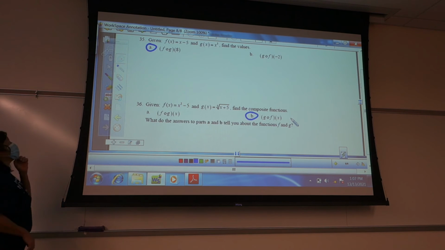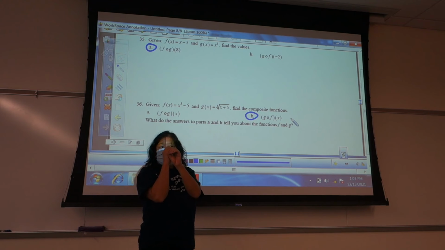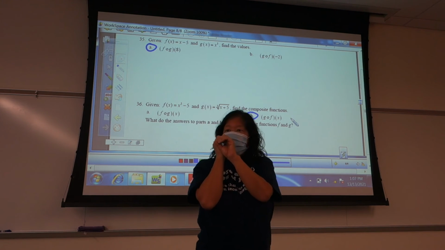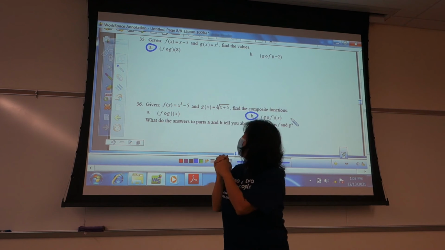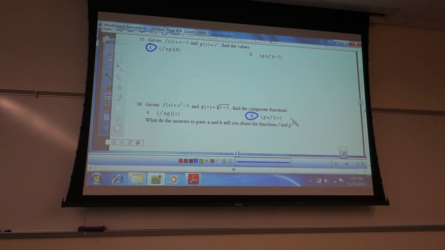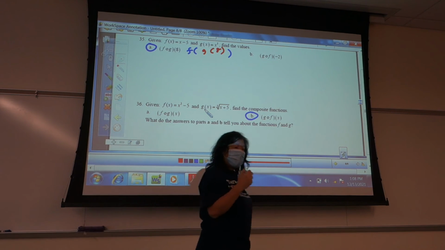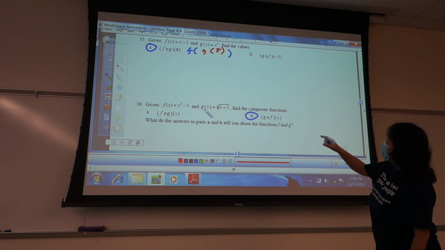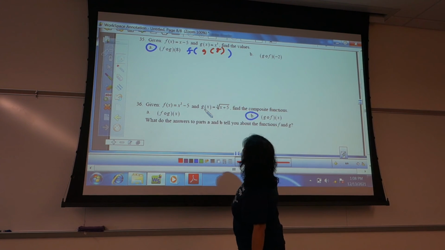Does everyone remember what that little circle, the hollow circle, is? Anyone remember? It's like f of g. So the first thing you should do when you see f of g is rewrite it like this: f of g of 8. Or g of x, but in this case it's g of 8. So start from the inside out, find g of 8, and then that is your input for f.